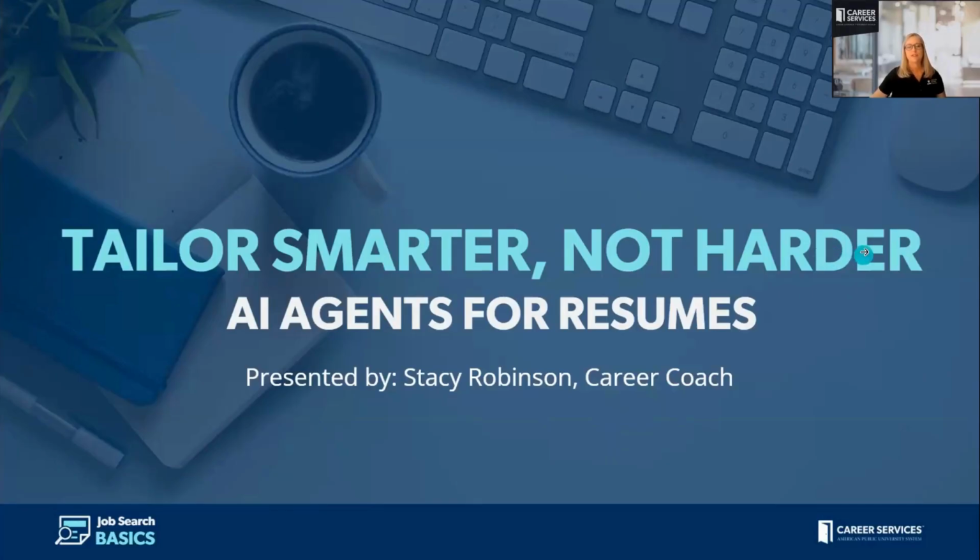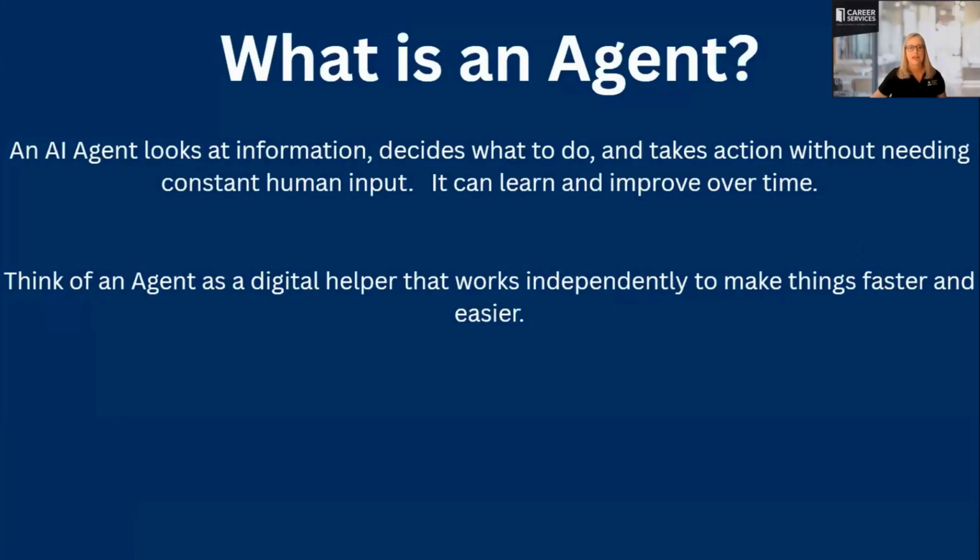So first, let's start with taking a look at what is an agent. An AI agent looks at information, decides what to do, and takes action without needing constant human input. It can learn and improve over time, so the more you use it, the more refined your agent will become. Think of an agent as a digital helper that works independently to make things faster and easier. And we all know we could use that when we are in the midst of our job search, especially since we do need to tailor every resume to every job description.